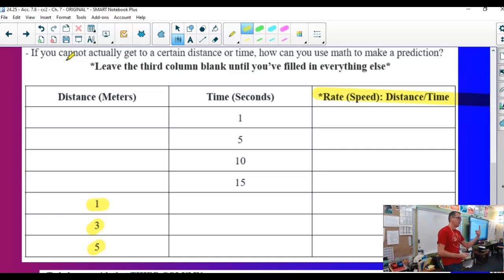So, step 1, get a team. Step 2, get a car and a measuring tape. Step 3, go to the family room and do the lab. Questions? Sweet, let's go.